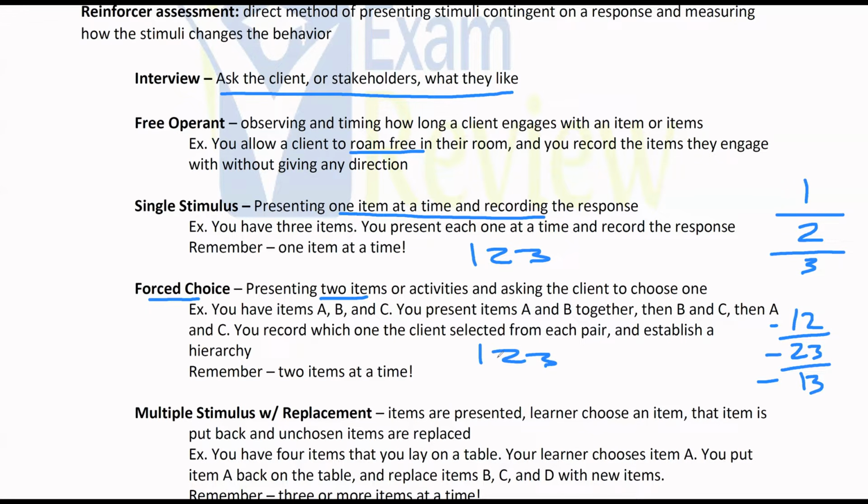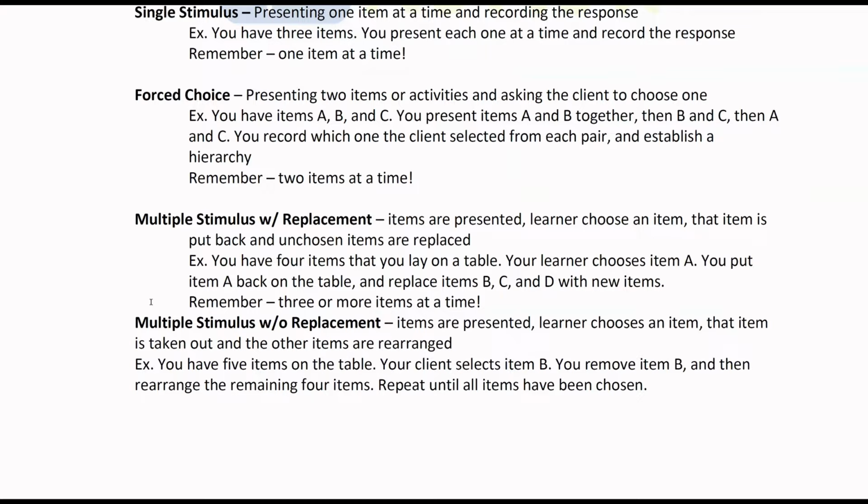When we think preference assessments, always ask yourself, how many items am I assessing at this time? Single stimulus is going to be 1. Forced choice will be 2. And then we have our multiple stimuli, which will be typically 3 plus. That's a good way to identify quickly what you're working with.